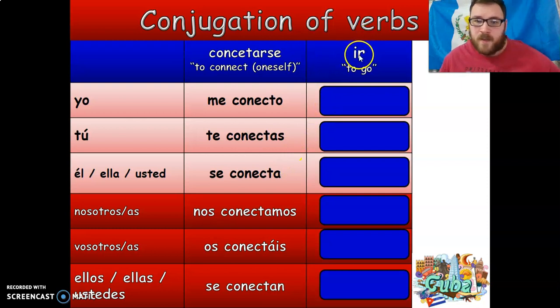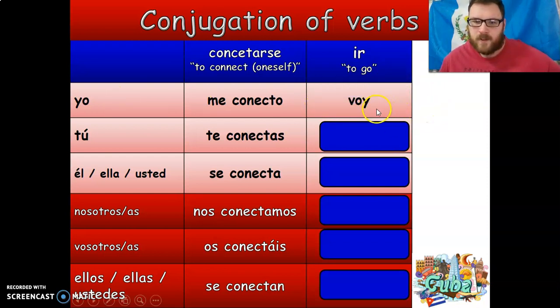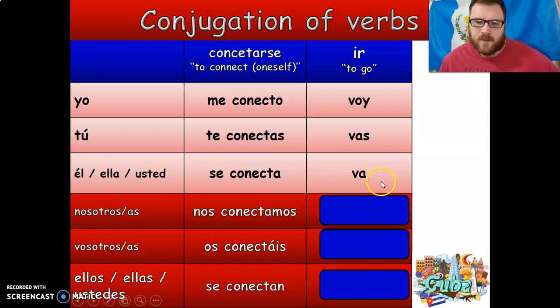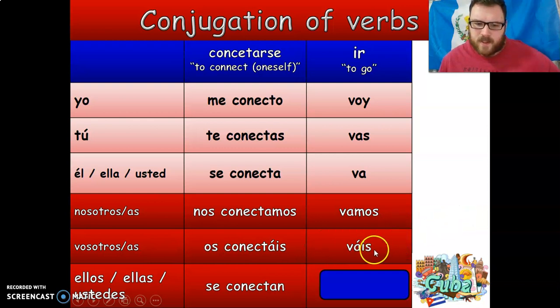Anyway, let's look at these verbs. So, ir means to go. Yo voy, I go. Tú vas, you go. Él, ella, usted va. Nosotros vamos. Vosotros vais. Ellos, ellas, ustedes van.